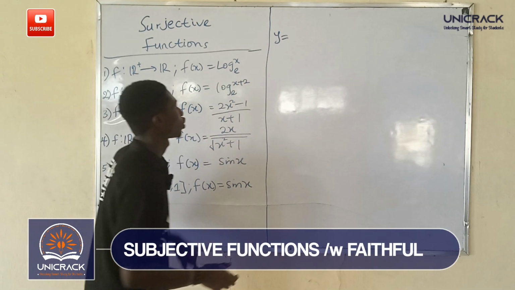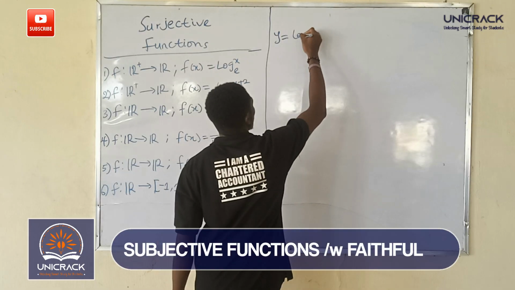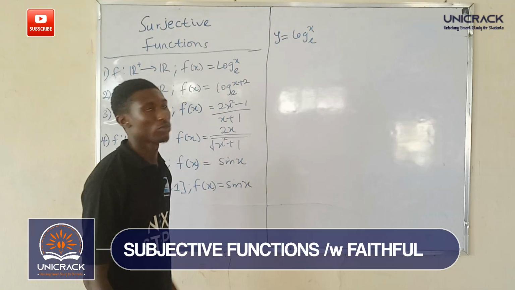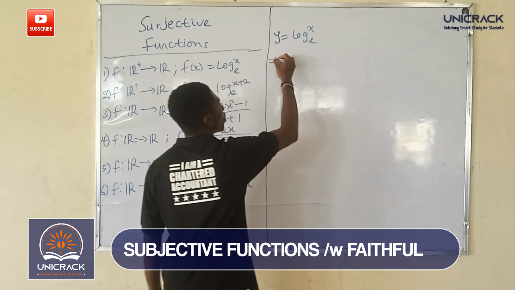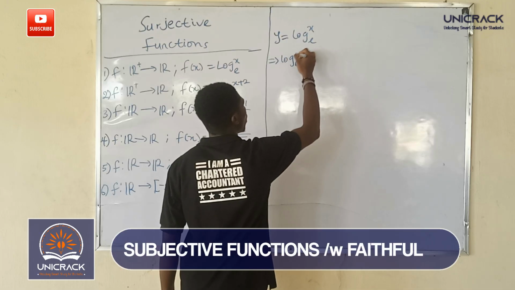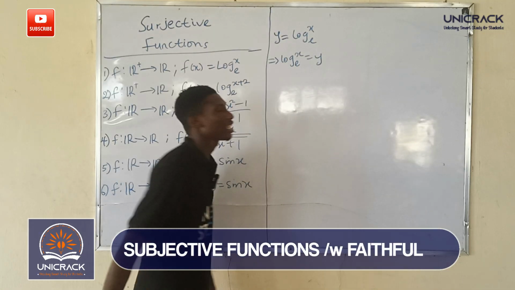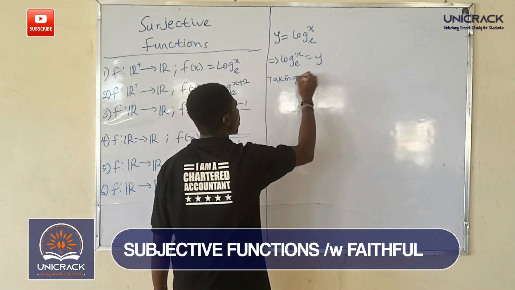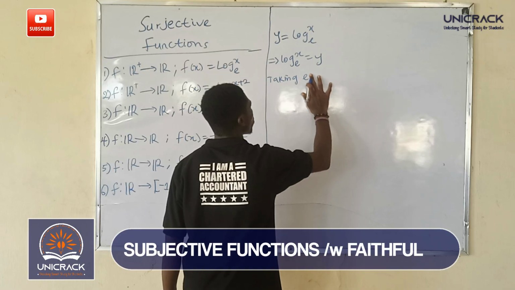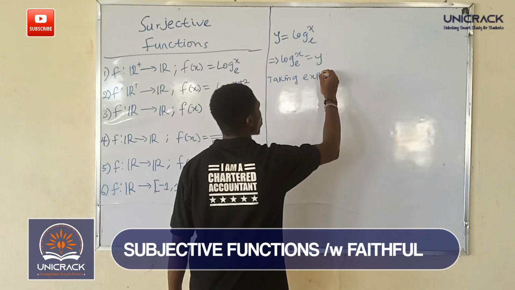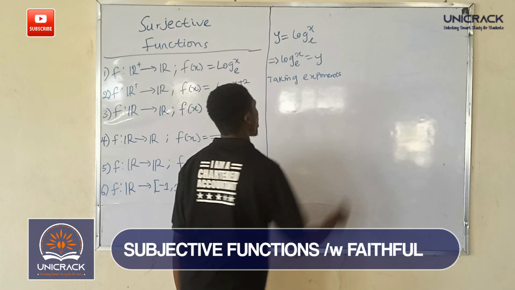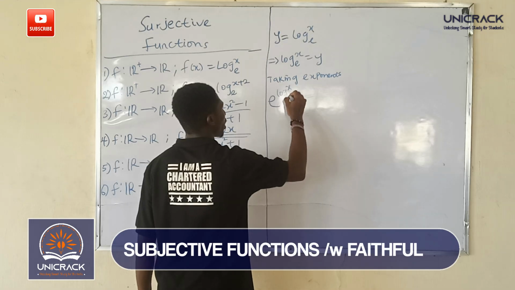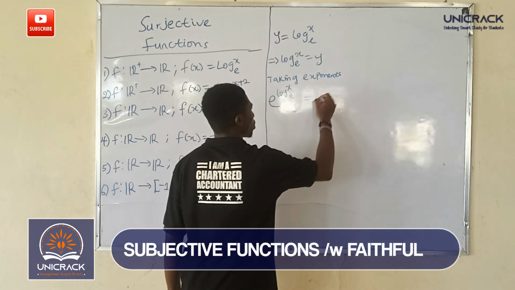So we equate this function to equal to what? y. So we have y is equal to log, and we make x the subject of the formula. To make x the subject of the formula, we have log of x equal to y. Now we can take exponents of both sides. We're taking exponents to remove the log. So taking exponents of both sides, we have exponential log of x base e is equal to what?